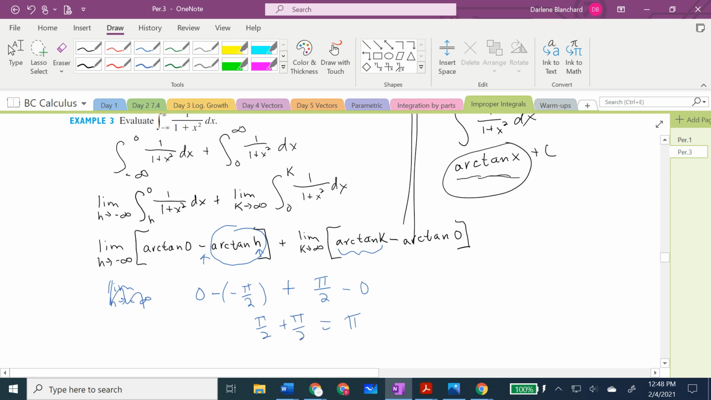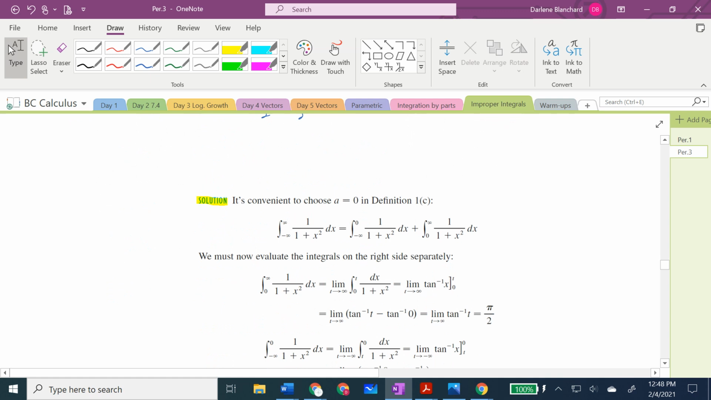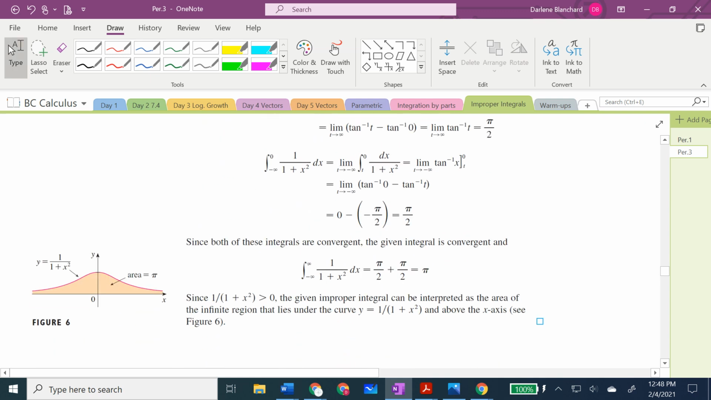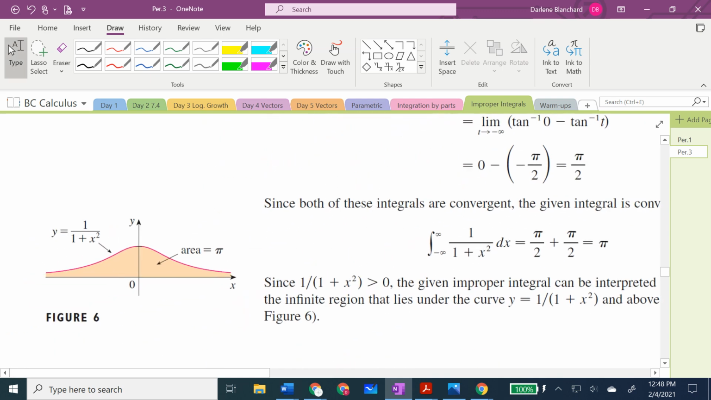What? The area is pi? The area is pi? Whoa. That's so amazing and beautiful.